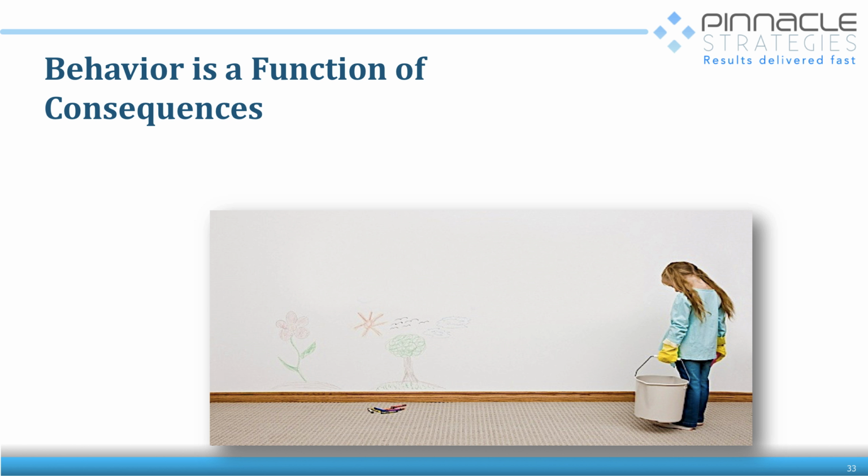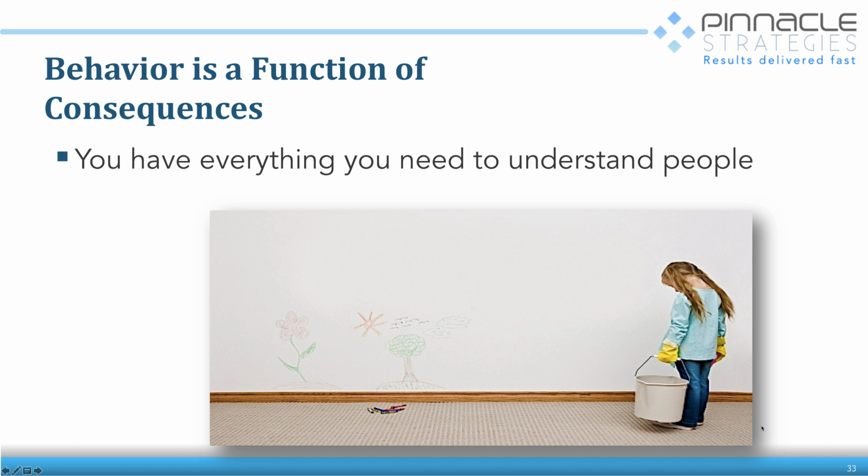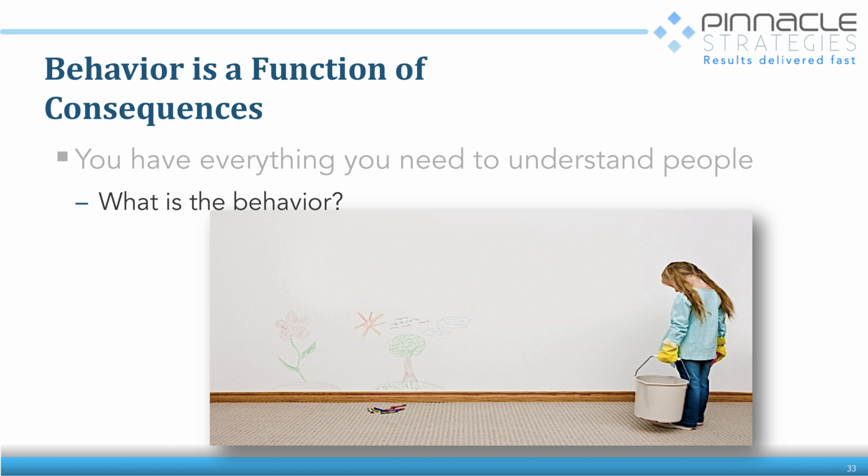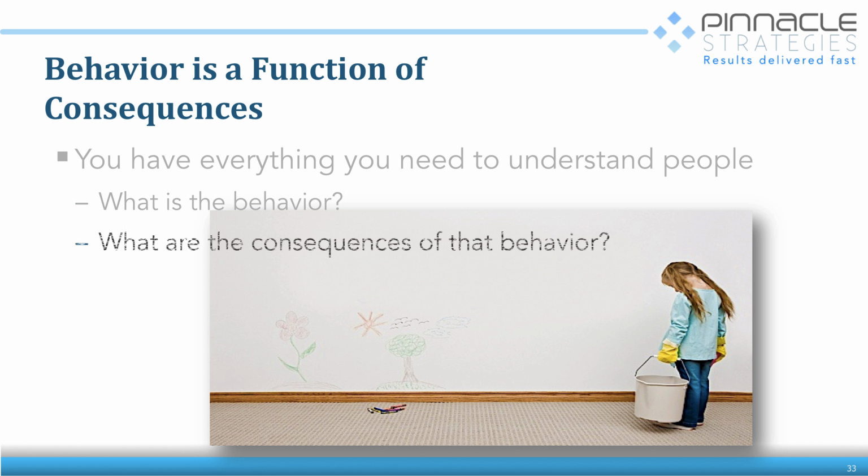They don't care what is in people's minds. What they care about is what is the consequence, right? So as a result, if we can look at consequences, we can look at outcomes, and we have everything that we need to understand people's motivation, right? We can see, okay, what's the behavior? What's the consequence of that behavior? And we know.